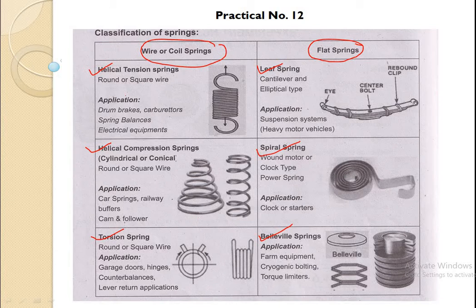Now helical tension spring, why is it known as the helical tension spring? Because it is in the tensile condition. When we apply a load on it, it gets in tensile position, and when we remove load, it again comes to its original position.